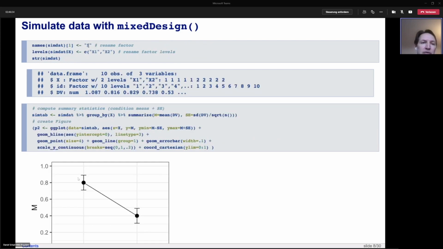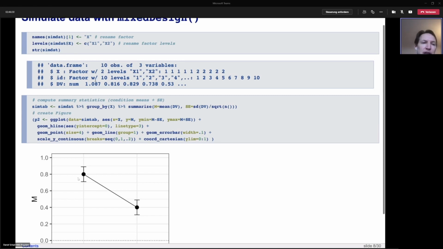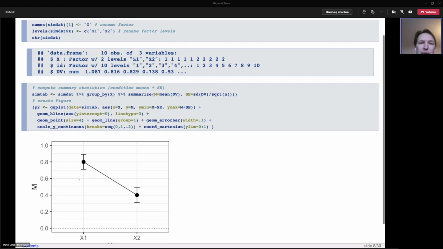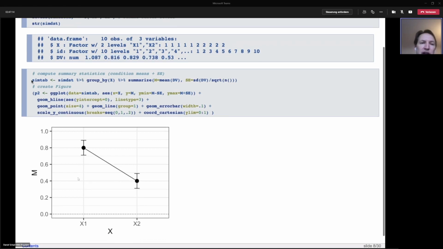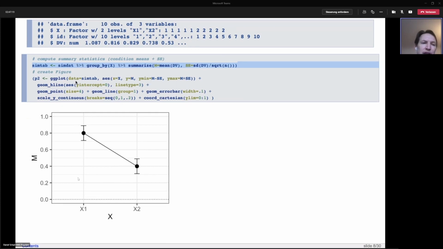Then we rename the factor and the factor levels to x and x1 and x2. And then when we look at the data, we can see that we have this between subject factor, x1 and x2, each of them with 5 subjects. Then we have here the subject variable, 10 subjects overall, and the dependent variable. Then again, we use tidyverse to compute summary statistics and create a ggplot with this command.